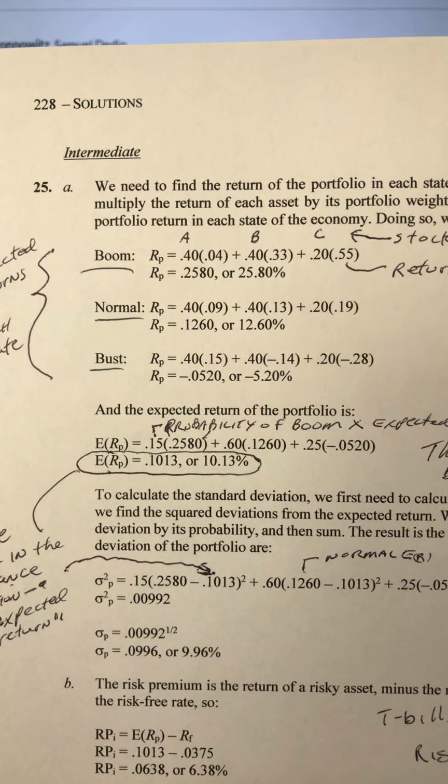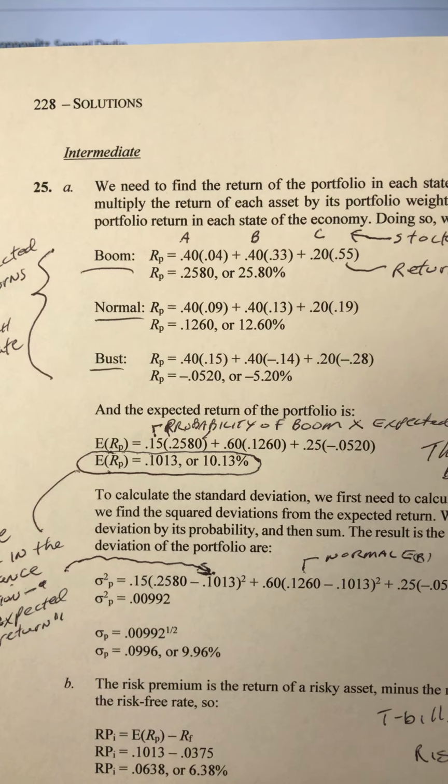And you do the same thing for the normal economy and the same thing for the bust economy, and you get these returns in these scenarios. So 25.8 in Boom, 12.6 in normal, and in a bad economy, minus 5.2. That makes sense. Obviously, I put this piece of paper up as a PDF, so I'm not getting the whole thing in because I want to zoom in on what I want to talk about.